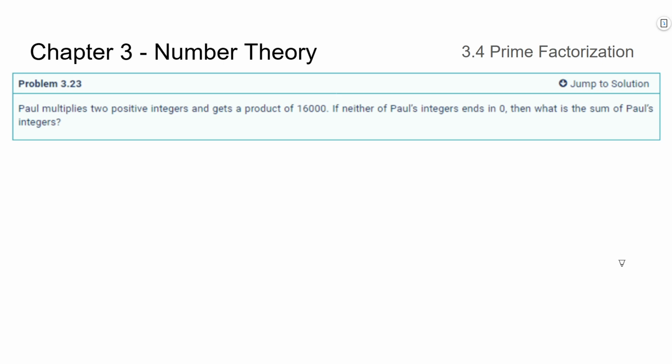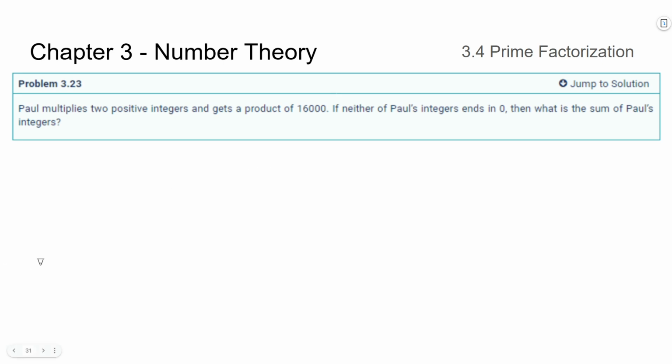All right, Paul multiplies 2 positive integers and gets a product of 16,000. If neither of Paul's integers ends in a 0, then what is the sum of Paul's integers? All right, so he has 2 integers that multiply to 16,000, and neither of them ends in 0. So it's not like he has 16 and 1,000. That's not going to work because one of them ends in a 0.